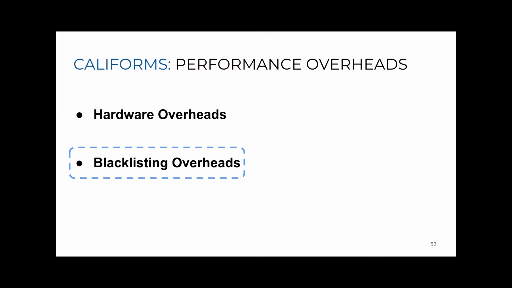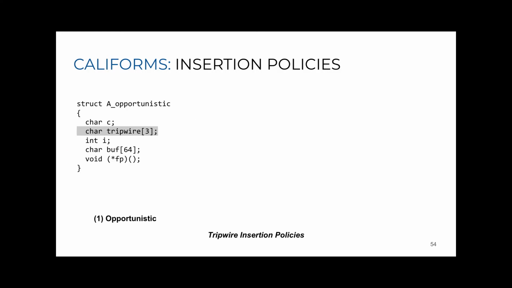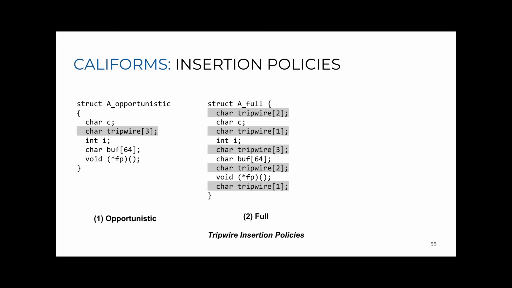The amount of blacklisting does affect performance, and in order to quantify this effect, we need to first understand the different insertion policies that we use for adding blacklisted bytes. Our compiler pass had three distinct policies for inserting tripwires. Our first policy, which we refer to as the opportunistic one, only makes use of the naturally occurring dead bytes or paddings within a struct. For example, the ones that exist to satisfy language alignment requirements.